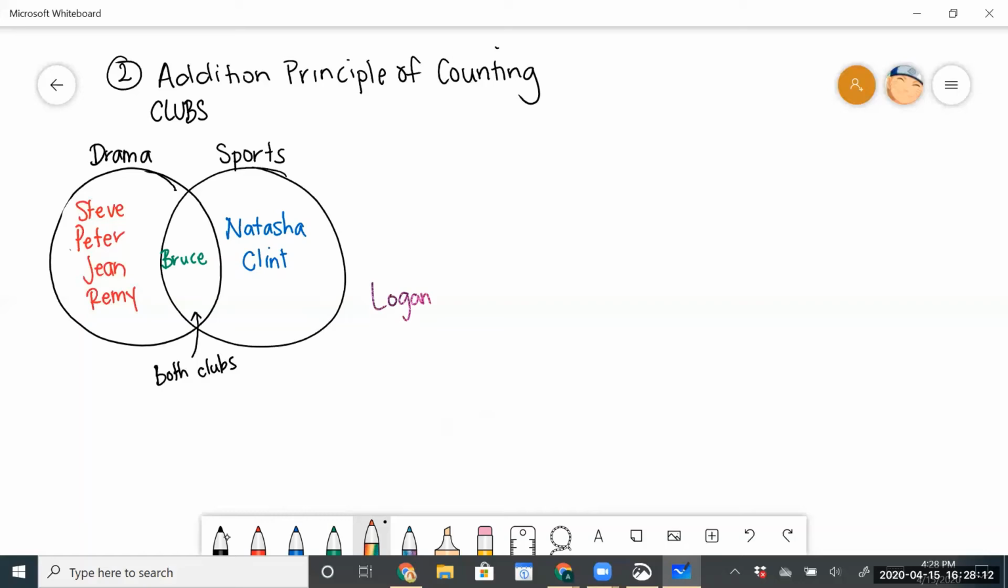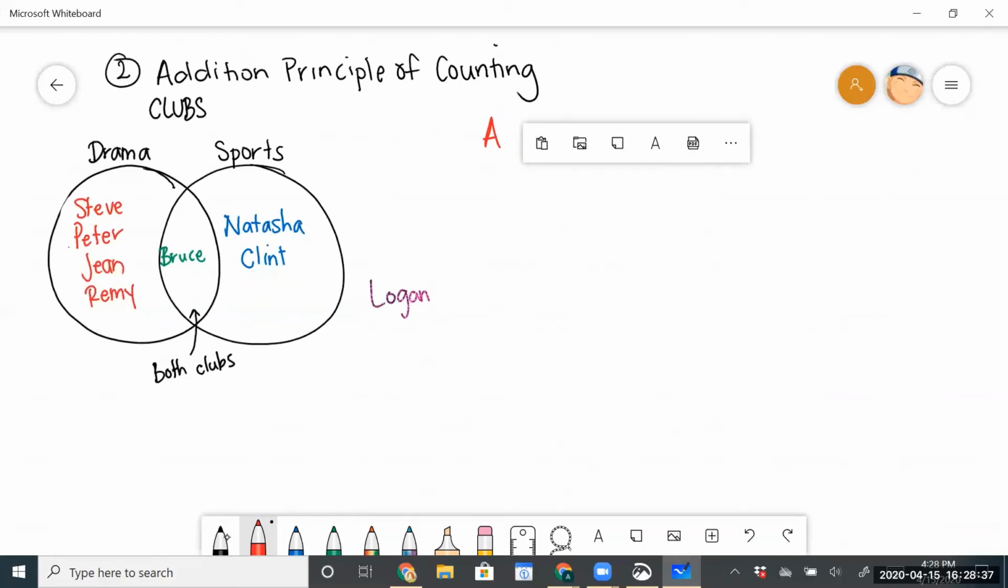Before we start, there is some notation that we should be aware of. We'll start off with A. We usually use the letters A and B when we're working with the addition principle of counting, and really what we're talking about is the groups. So we're going to refer to A when we're talking about drama. We're just using variables here so I don't have to write it over and over again. Sports is blue, so we're going to put B referring to our group of sports.